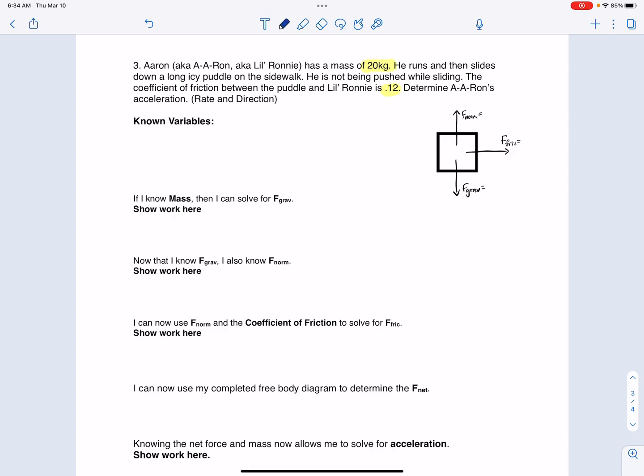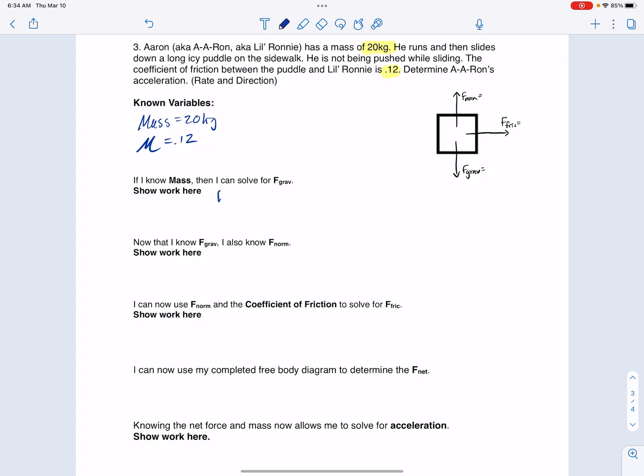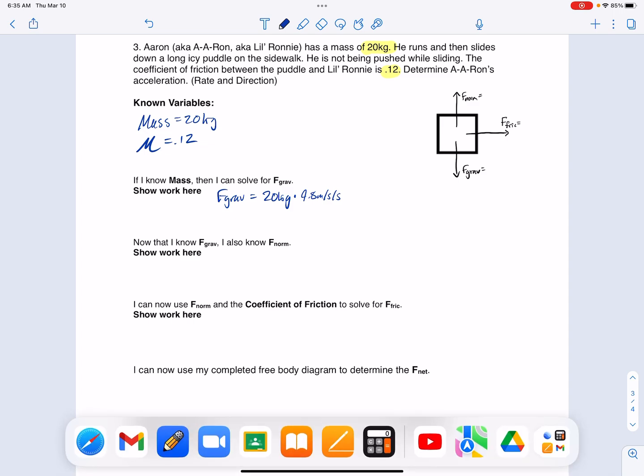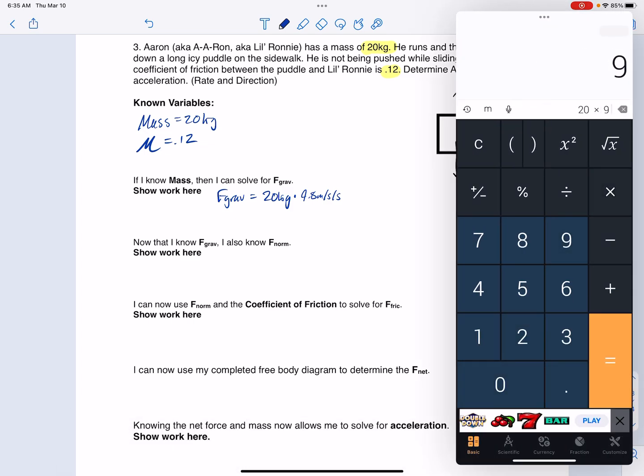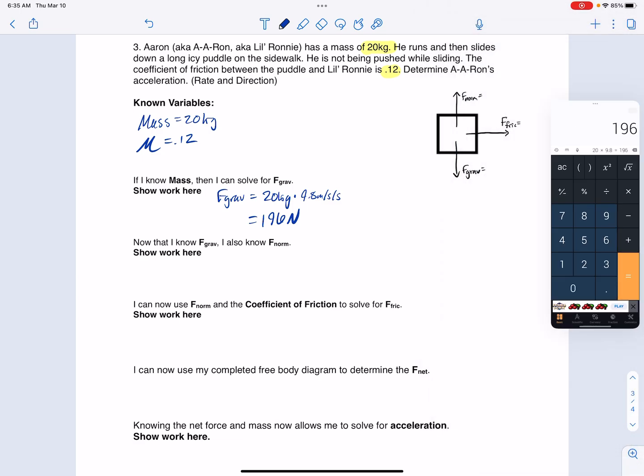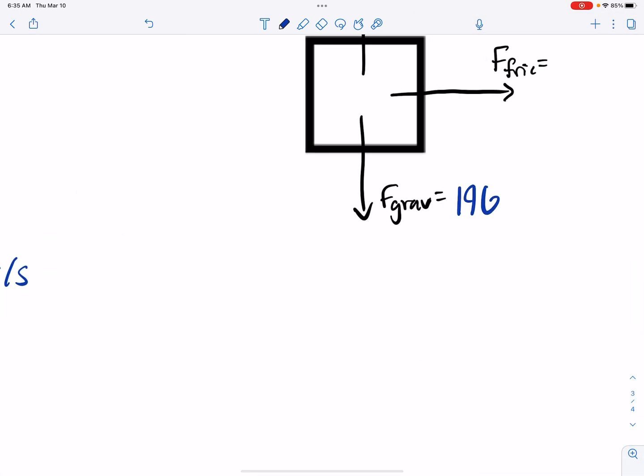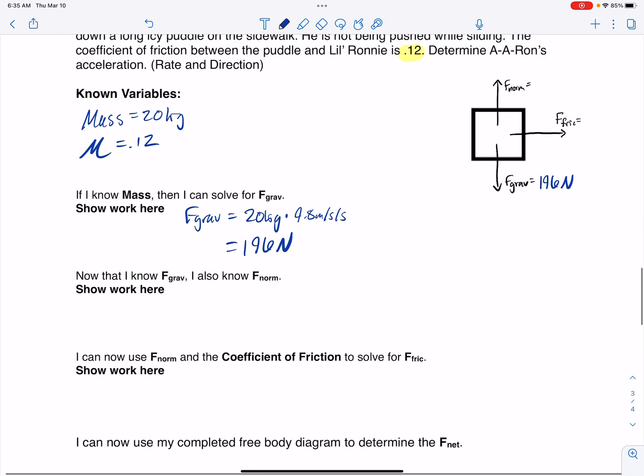What do we know? We know the mass of little Ronnie. His mass is 20 kilograms. And we know the coefficient of friction is 0.12. And boom, step one always. Let's figure out the force of gravity by taking little Ronnie's mass, 20 kilograms, multiplying it by 9.8 meters per second squared. That's little g, gravity on Earth. 20 times 9.8 is 196 newtons. That's how much little Ronnie weighs.